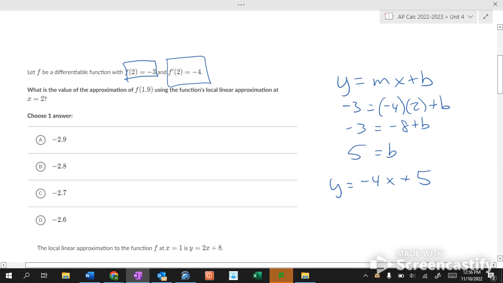So if you stick in 1.9 for that, you take -4 times 1.9 plus 5. Well, -4 times 1.9 is -7.6, plus 5 is -2.6, which is the answer. Okay, local linearity.